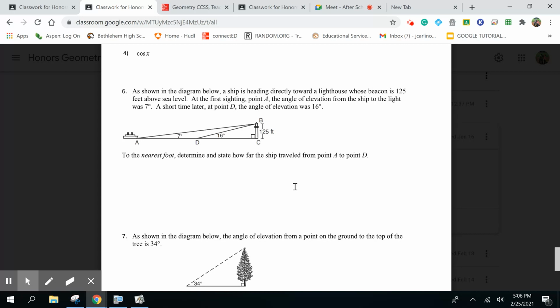Label all the angles you can. Maybe that'll help you out if you like to do law of sines. Just remember, if you're going to do law of sines, all values have to come from the same triangle.